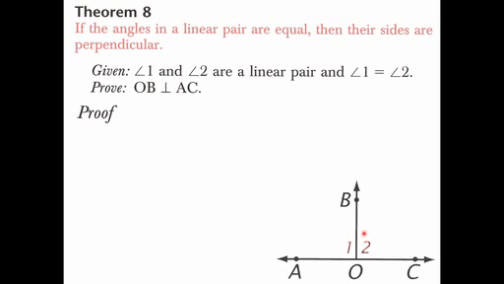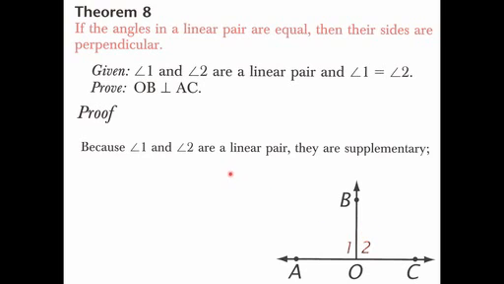Here's the proof in paragraph form. Because 1 and 2 are a linear pair, which was given, they are supplementary by theorem. So angle 1 plus angle 2 is 180. That is the definition of supplementary angles. Their sum is 180. We're going to go back up to the given. Since 1 and 2 are equal, we can say 1 plus 1 is 180. Got the reason there? That would be by substitution.